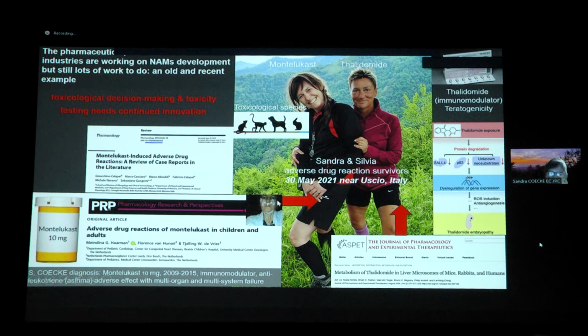You see myself here in 2015. I think I weighed only 35 kilos. I was severely intoxicated from an anti-leukotriene, montelukast, for my asthma. I took it chronically, 10 milligrams. That means not everybody dies, because in this paper, actually science saved my life. The person that took it also for 6 years died from drug-induced liver injury.